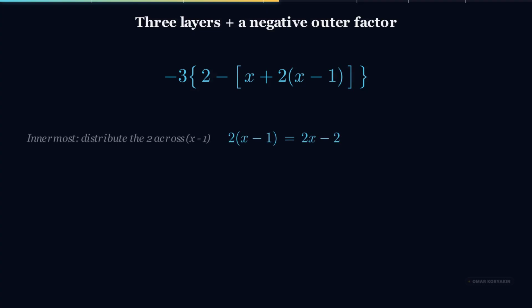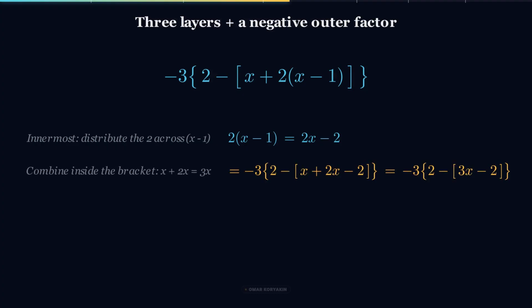Step 1. Distribute the innermost factor 2 across the innermost parentheses. 2 times the quantity x minus 1 becomes 2x minus 2. The innermost parentheses are now completely gone. The whole expression reduces to negative 3 times the brace containing 2 minus the bracket containing x plus 2x minus 2. Step 2. Combine the like terms inside the bracket layer.